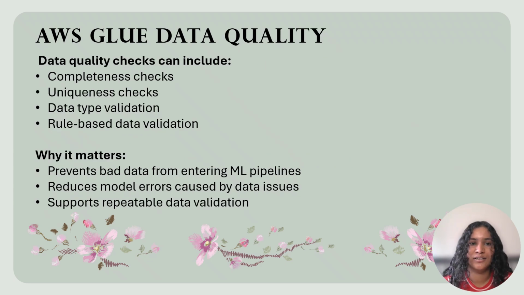Another one, Glue Data Quality, helps validate data before it is used for analytics or machine learning. It can check whether required fields are complete, whether values are unique, whether data types are correct, and whether values fall within expected ranges. This is important because bad data can cause model training problems and incorrect predictions. Data quality checks help make machine learning pipelines more reliable.